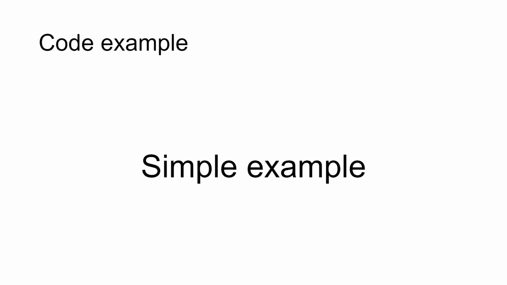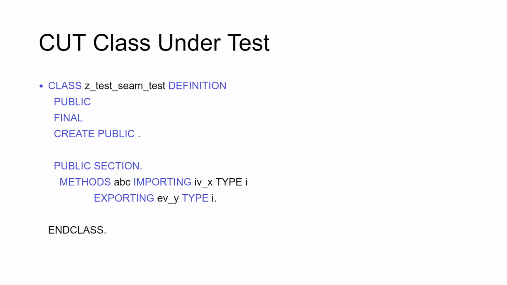Okay, let me show you the code. First, we define a class. There is only one method called ABC in the class. There is one input parameter and one output parameter. The types of the parameters are all integers. This is the method we need to test.